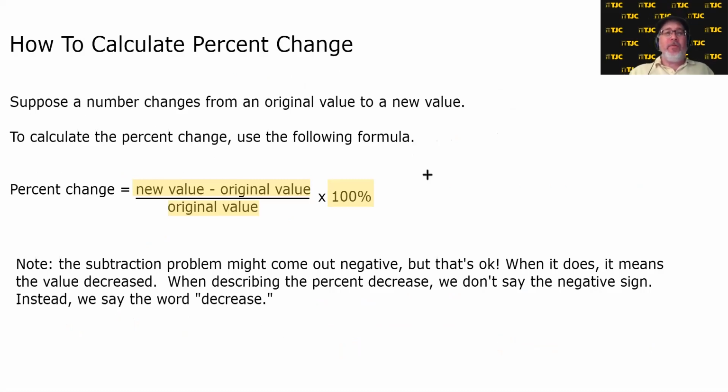The only thing you have to remember, there's 2 key things to remember. Original value is always on the bottom. That's what you divide by. And if it comes out negative, it means there was a percent decrease. But when you describe it, you don't say the negative on the number. You simply say percent decrease to imply the negative.